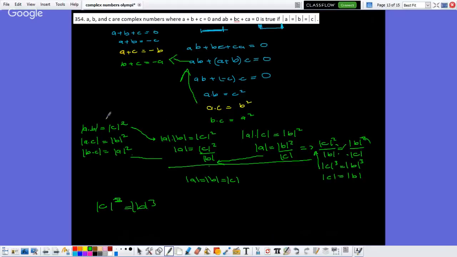Okay, then here I can do like this. A times B is equal to C squared. I can get that one. And if I get A times B equals C squared, then I will derive like this: A times B minus C squared is equal to 0.